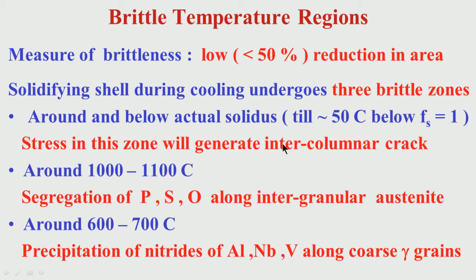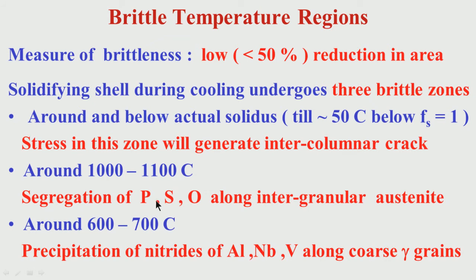Next, after solidification has taken place, the solid shell is coming down in temperature, becoming less and less hot, more and more cold. So what is going to happen? Around 1200 to 1250 degrees centigrade it is okay, toughness is relatively high, the reduction area is more than 50%. But when we come to the temperature region of about 1000 to 1100 degrees centigrade, what is going to happen?